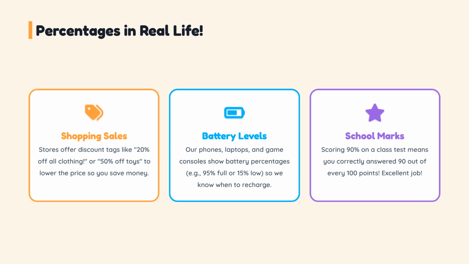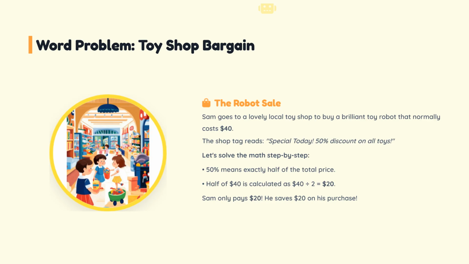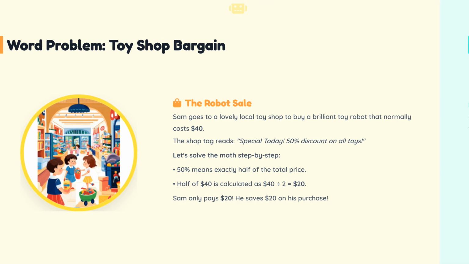Percentages are everywhere in real life, from shopping sales and battery levels on your devices to your marks on a class test. In this word problem, a $40 robot has a 50% discount. Since 50% is half, we divide 40 by 2. Sam pays $20 and saves $20.